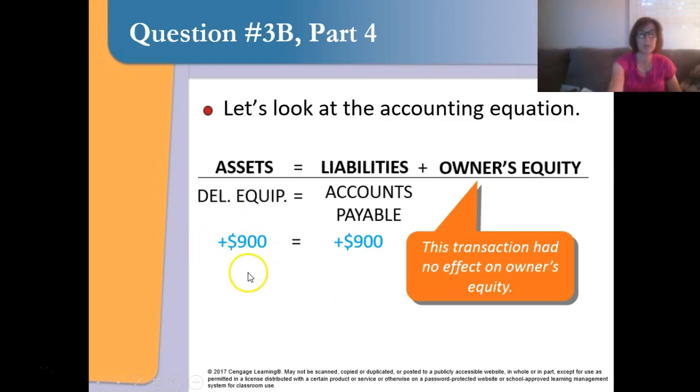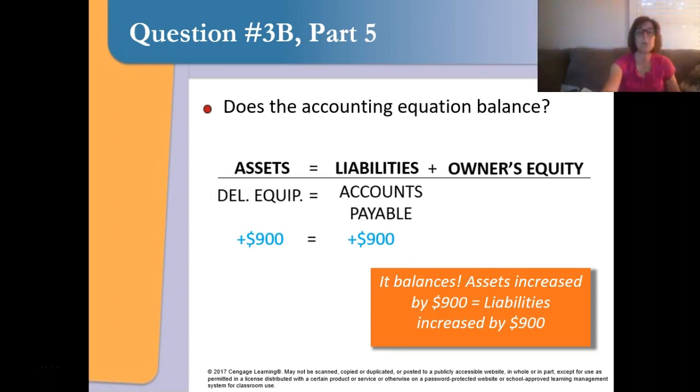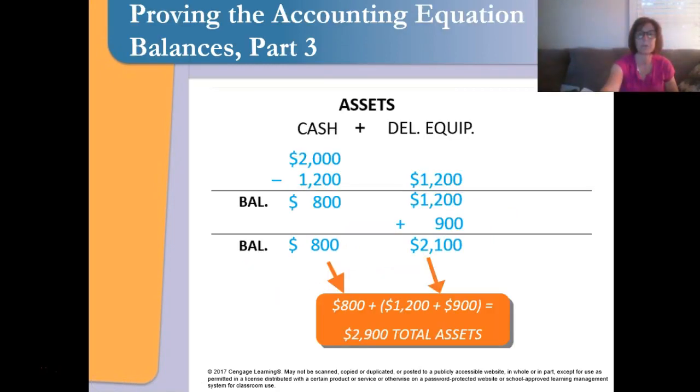And so again, plus 900 on the delivery equipment, which is on the asset side. And now we have 900 in liabilities. Still no impact on our owner's equity. And hopefully, if it's not clear, it will be in a second, because what happened on the left side and the right side of this equal sign balanced each other out. We didn't have to dip into equity to make our equation balance.